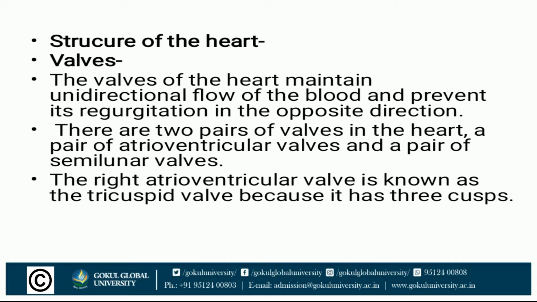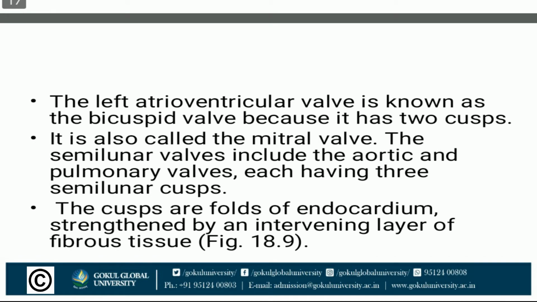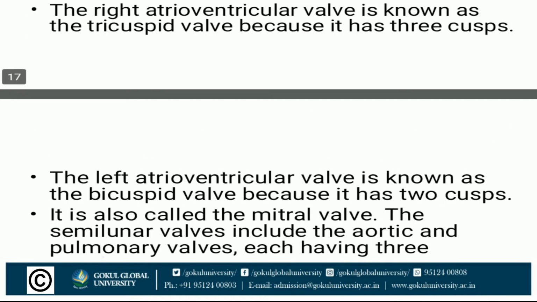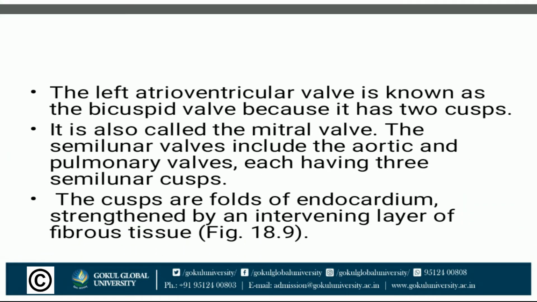The right atrioventricular valve is known as the tricuspid valve because it has 3 cusps. The left atrioventricular valve is known as the bicuspid valve because it has 2 cusps. It is also called the mitral valve. The semilunar valves include the aortic and pulmonary valves, each having 3 semilunar cusps. The cusps are folds of endocardium, strengthened by an intervening layer of fibrous tissue.